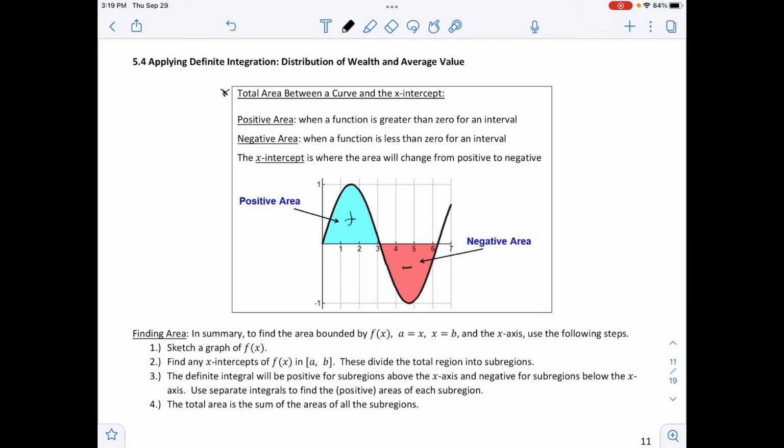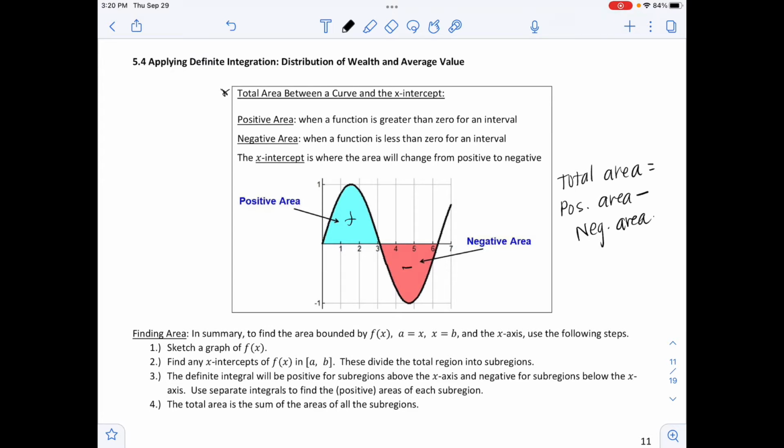So to find the total area from this picture that we're given here, we're going to have to take our positive area and add together the opposite of the negative area, or subtract away the negative area.